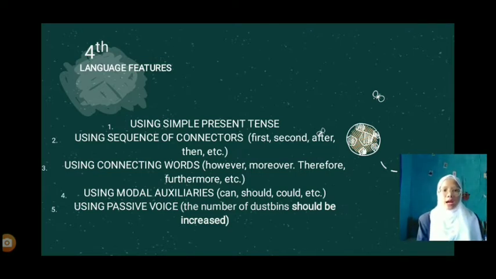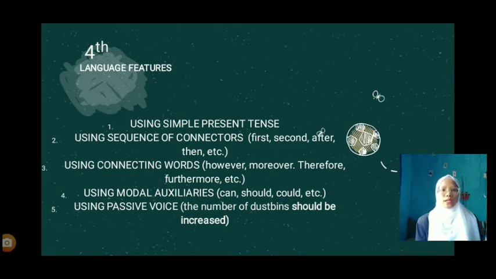But here, I want to explain to you the five language features that are so important to know. First is using simple present tense. This is the characteristic of analytical expositions. I will explain more in the next stage.